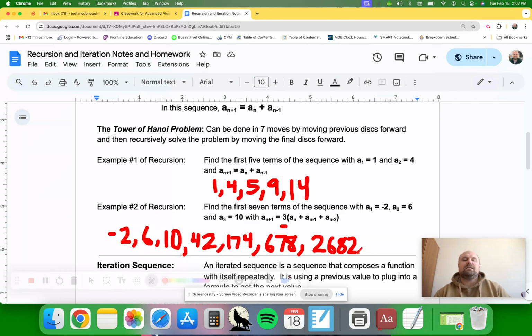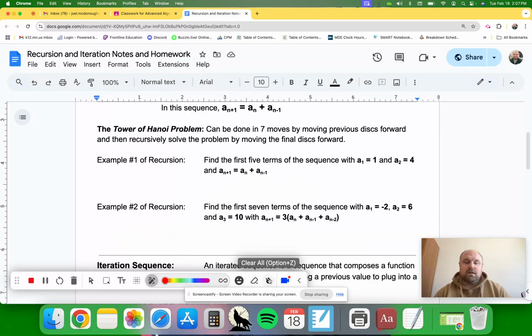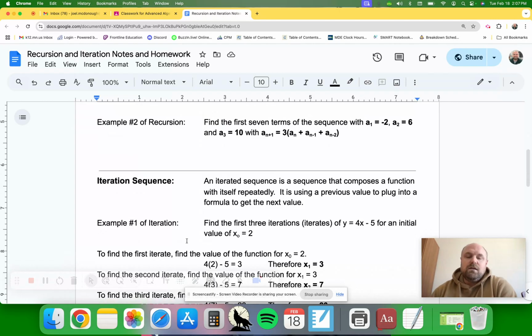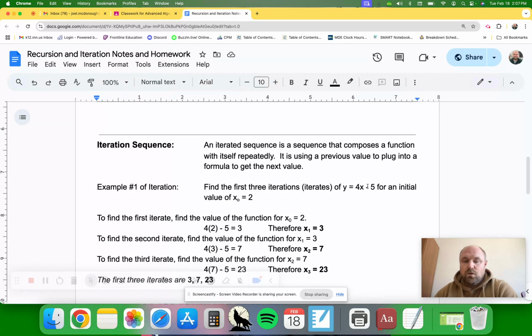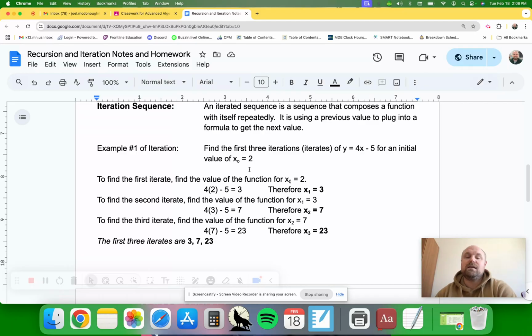Now, that's an example of recursion. There's also something called iteration. And iteration works like this. You have a formula or a rule, and then you have an initial value, which is not part of your actual iterated sequence. And then you figure out the first term by plugging the initial term into the formula. So for this one, it says find the first three iterations, or iterates, as they're called, of y equals 4x minus 5 for an initial value of x sub 0 equals 2.